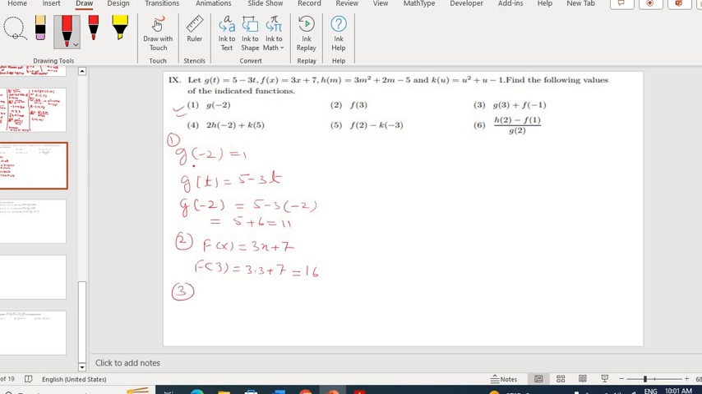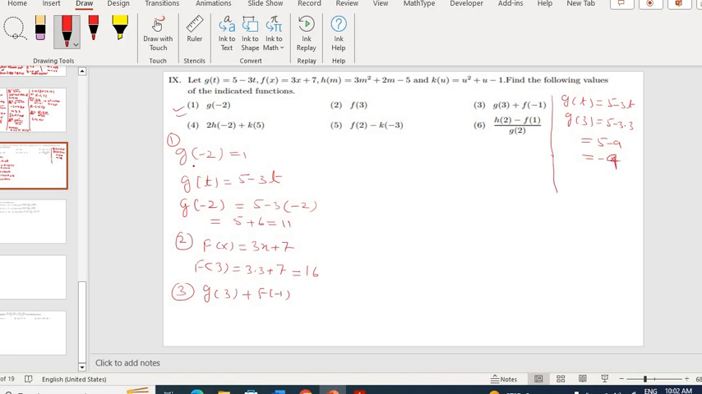Question number 3. What is he asking? g of 3 plus f of minus 1. So I'm going to check what is g of 3. g(t) is equal to 5 minus 3t. So for g of 3, replace t with 3. So 5 minus 3 multiplied by 3. So 5 minus 9. 5 minus 9 means minus 4.